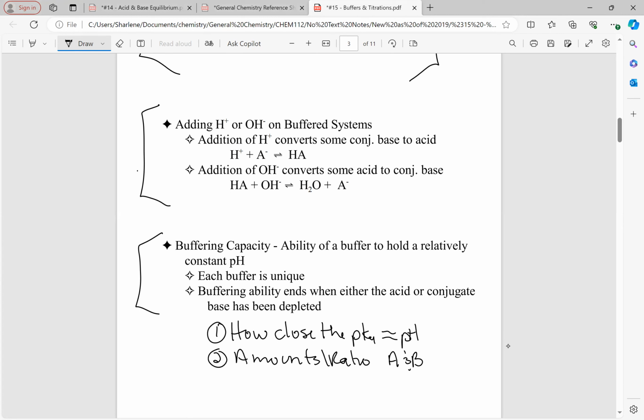We know that each buffer is unique because it has its own pKa, and therefore a different buffering area. It will end when either the acid or the conjugate base has been depleted. That's why the ratio is important: you want a pretty close to equal concentration of both so that you can buffer in both directions. If you have a ton of acid and not very much base, it's really good in one direction, but not in the other. So getting those ratios almost 1 to 1 is ideal.